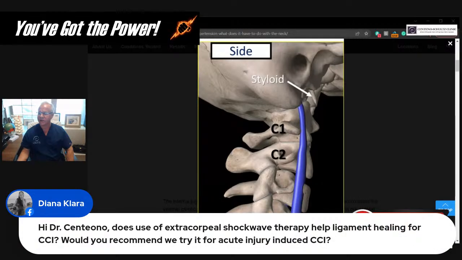Diana, hi, Centeno, does the use of ECST, extracorporeal shockwave therapy, help ligament healing for CCI? Would you recommend we try it for acute injury-induced CCI? Probably not, simply because there's kind of no way to get there. And what I mean by that is that that's a shockwave therapy, and that shockwave therapy has to produce a shockwave that goes through to a certain point where the ligament lives.